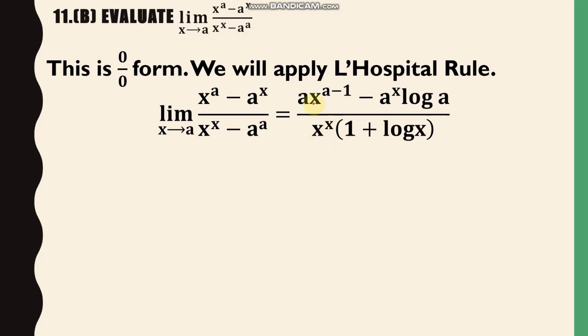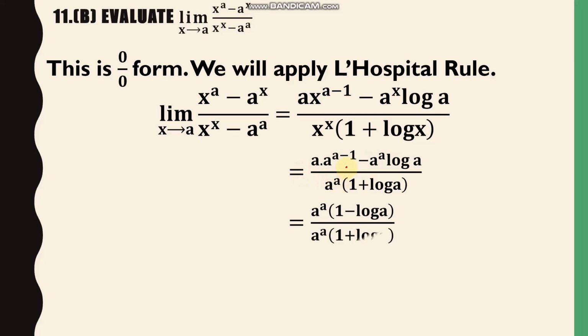Now if you put the value of x equal to a here, you get a to the power a minus 1 minus a to the power a log a divided by a to the power a (1 plus log a). So you can take out a to the power a common from the numerator. It will be a to the power a (1 minus log a) upon a to the power a (1 plus log a). A to the power a will get cancelled with a to the power a. So we get the answer (1 minus log a) upon (1 plus log a). This completes 11th B part.